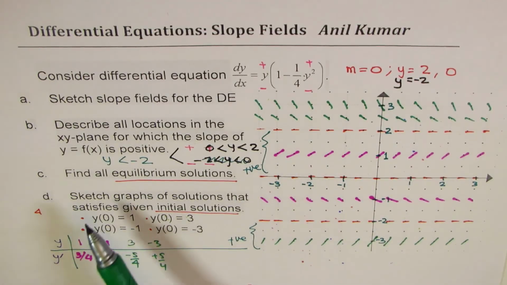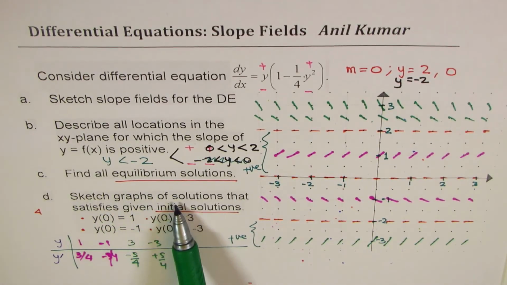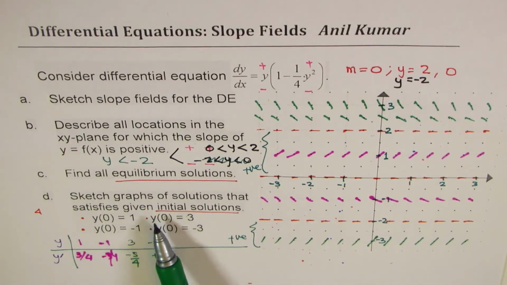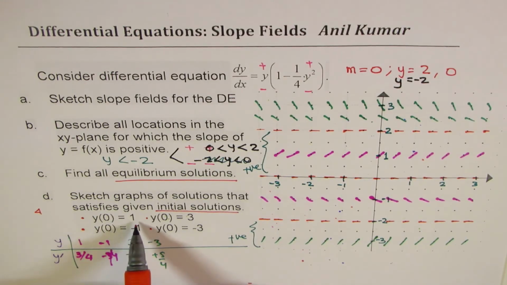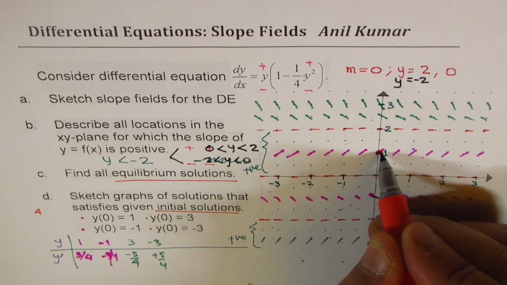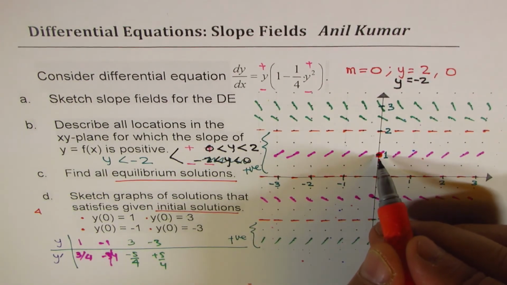Now the question here is, sketch graphs of solutions that satisfy the given initial condition y(0) = 1. Now what does it mean? The x value is 0, the y value is 1. That means you are here. So this point is on your solution. How will the solution look?